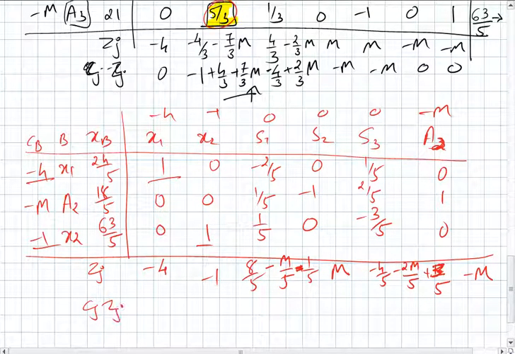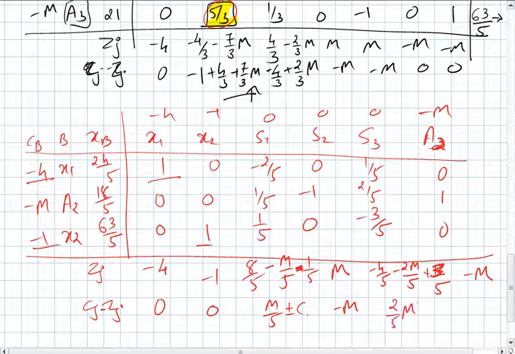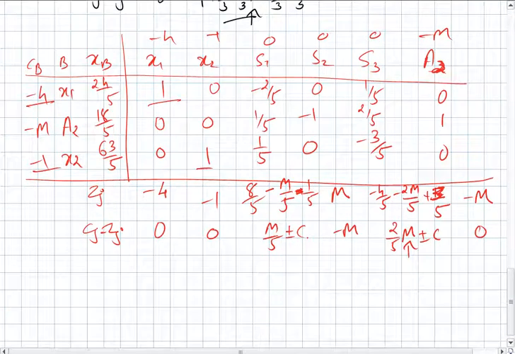Cj minus Zj, minus 4 minus 4 is 0, minus 1 minus 1 is 0. Here whatever it is, that is Cj minus Zj, so it is something m by 5 plus or minus some constant, that is a real number. Here it will be minus m, here it will be 2 by 5m plus or minus some constant, and here it will be 0. So m is too much large, so 2 by 5m is larger than 1 by 5m. So the corresponding variable will enter the basis.